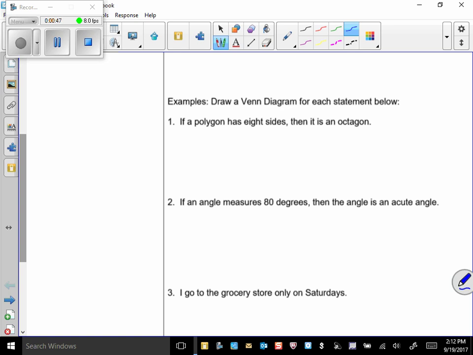Okay, so we know the hypothesis always goes inside. So what is our hypothesis? A polygon has 8 sides. So I have to abbreviate this because I can't draw my circles large enough to write all those words in there. If a polygon has 8 sides, then it is an octagon.